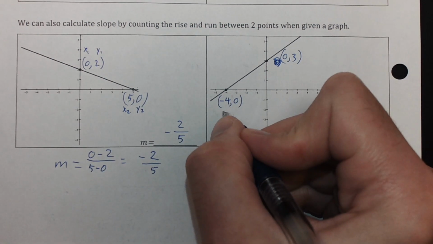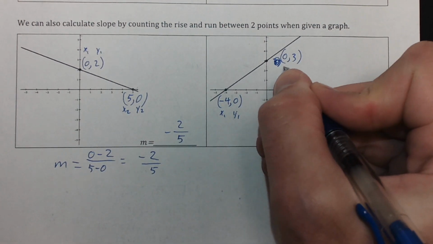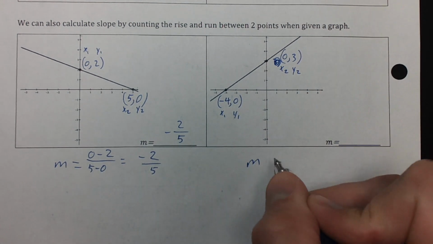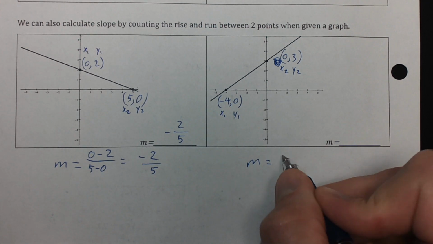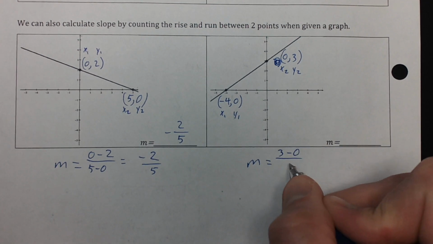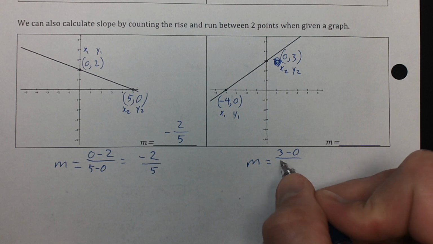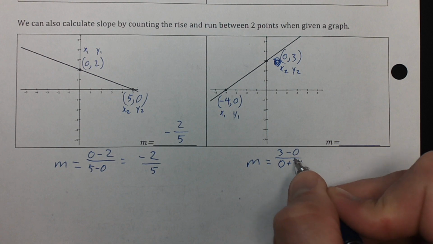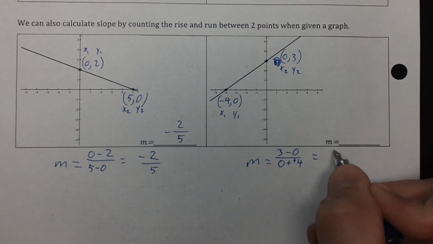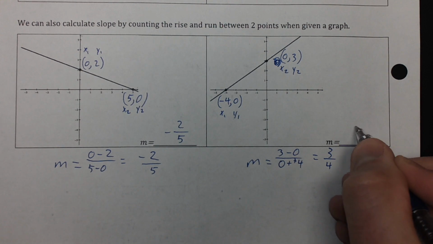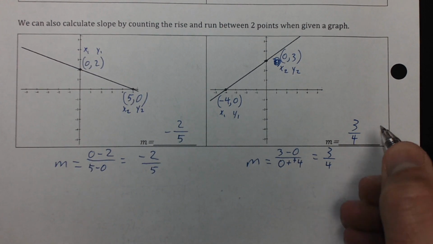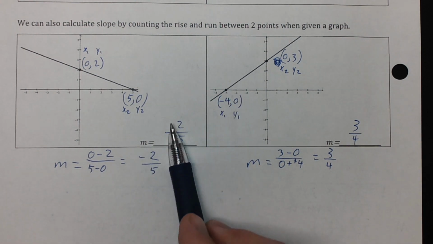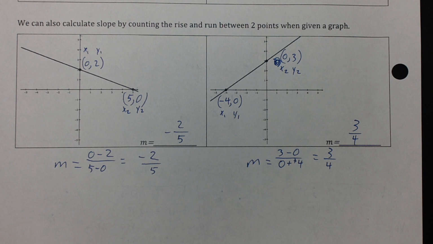So those are your 2 points. Negative 4, 0, I'm just going to call that x1, y1, and x2, y2. What is my slope? Slope is equal to y2 minus y1, so that's 3 minus 0, over x2 minus x1, which is 0 minus a negative 4. And of course you're going to want to change that to be plus a positive 4. So that gives you 3 over 4, which is your answer. Your slope is 3/4. Notice this is a positive slope. Positive 3/4 means as you go from left to right, the line rises.